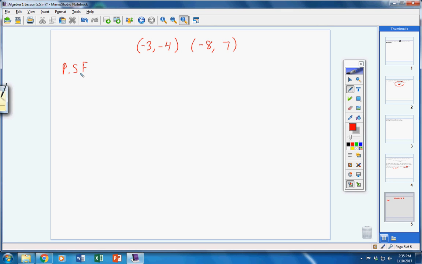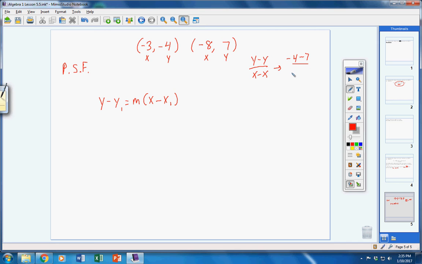Remember, point slope form is the easy form. So first of all, we have our model right here we're going to use. Remember, here's my model, but the problem is I don't know my slope yet. So let's quickly find the slope. y minus y over x minus x. Here's my y and my y. So y is negative 4 minus 7 over x minus x. Here's my x. Here's my x.